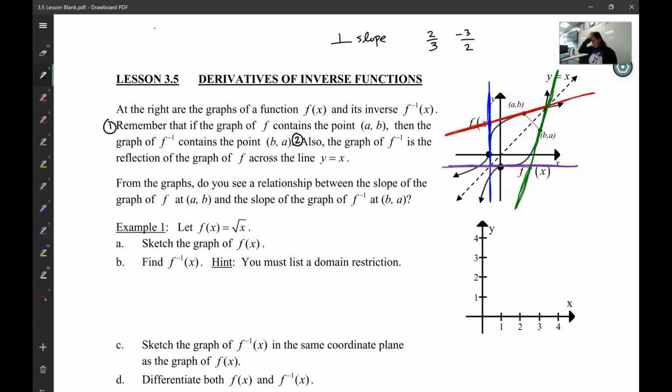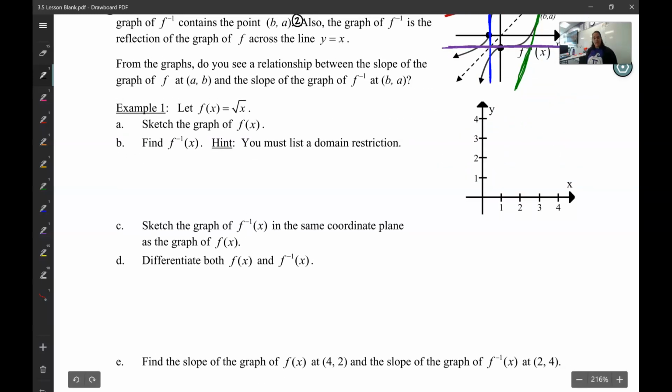Now, let's dive into this a little bit more, because that's only the blue and the purple lines. So let's try a little bit more of an example. Let's do number 1. Let f of x equals square root of x. Sketch the graph first off. So square root of 0 is 0, square root of 1 is 1, and then the square root of 4 is 2. If you don't remember that, you can look back at your parent graphs in chapter 0.